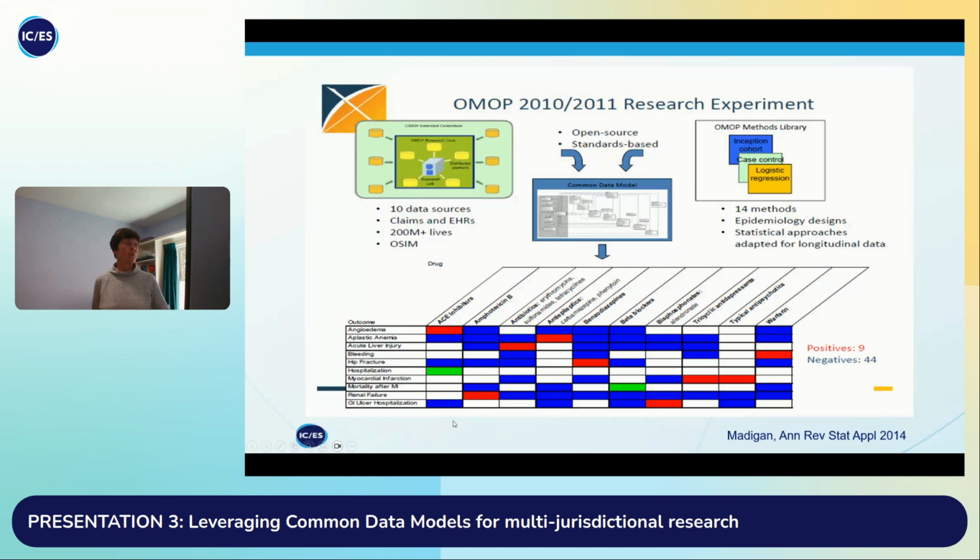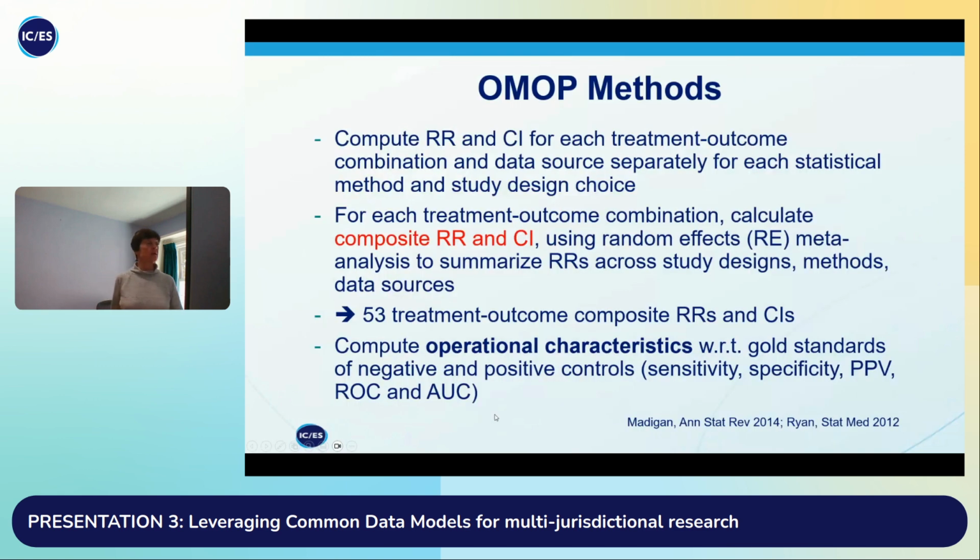So what did they do? They computed a relative rate or a relative risk and a confidence interval for every different treatment-outcome combination, for every different data source, for every statistical method, and every study design choice. And they literally had something like 6,000 different relative rates and confidence intervals.